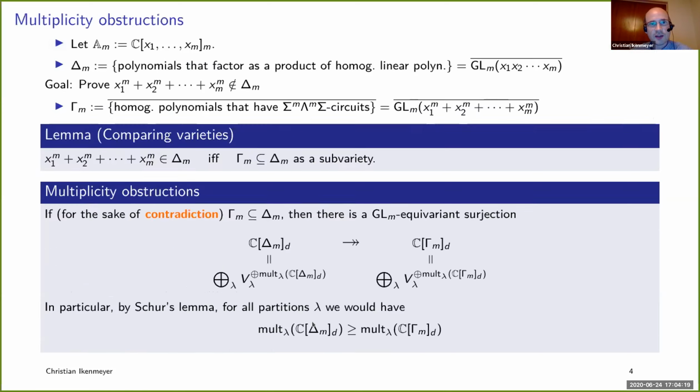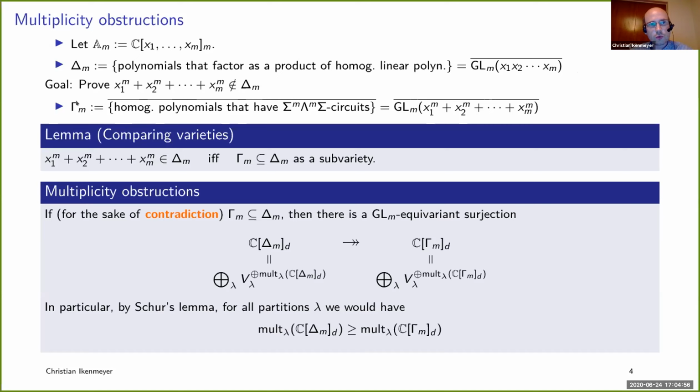Of course, the long version has a much better explanation. So you start with the vector space here. This is our ambient space. It's the finite dimensional vector space of polynomials, homogeneous of degree m in m variables. And inside there, you find a set delta m, which are the polynomials that factor as a product of homogeneous linear polynomials. I call this delta m. And this can be written as this specific orbit closure, right? You take this polynomial, you take its orbit closure. That's the same set. And the goal is to prove that this power sum does not lie in here, right? So this is the goal.